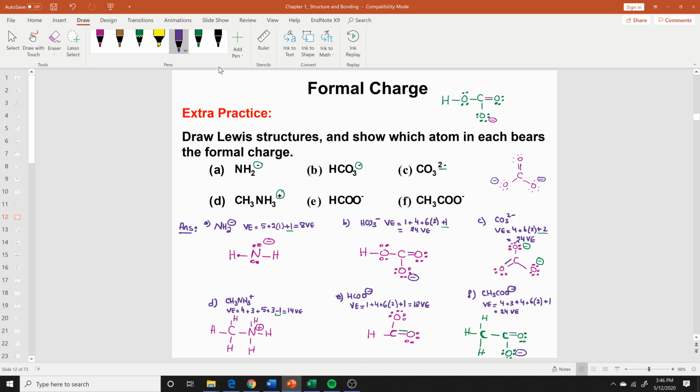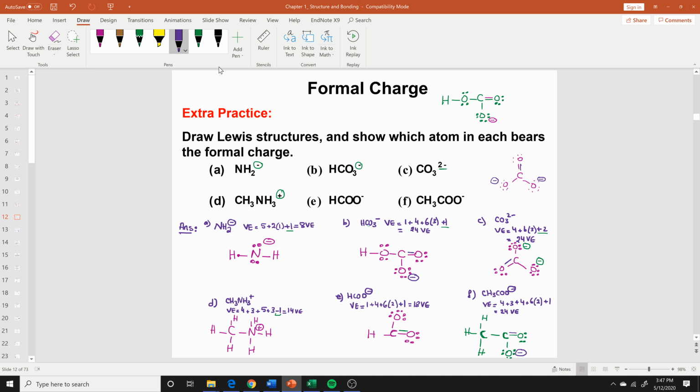The acetate ion, the CH3COO negative. Do the same thing. I have the CH3, the C, the 2 O's. So as it's written, connect it. CH3 means I have a carbon with the 3 hydrogens. See how my carbons are connected with each other? And then you have the 2 O's connected to this carbon. So you have the 2 O's in there.